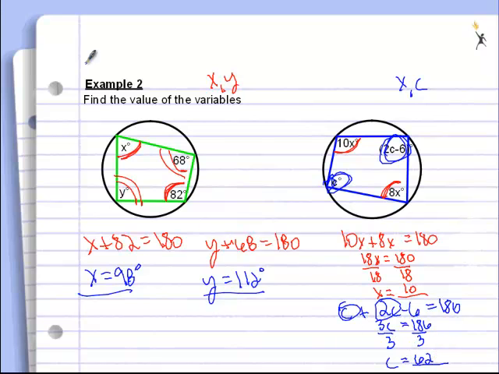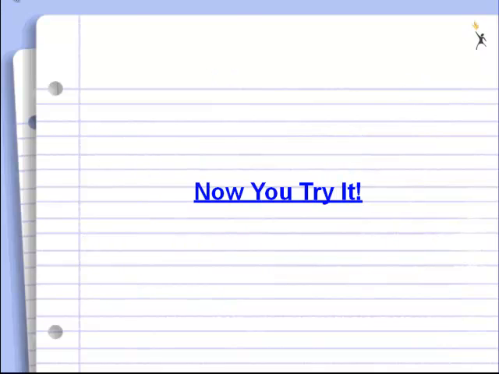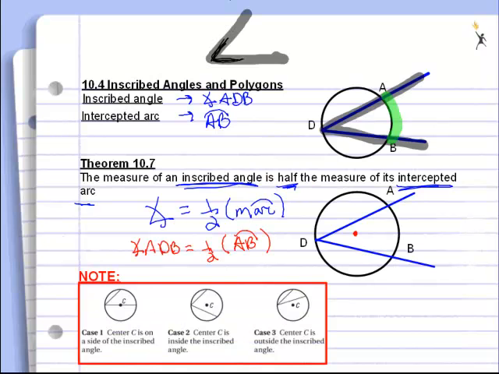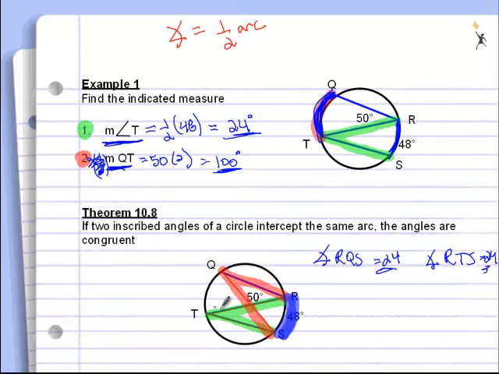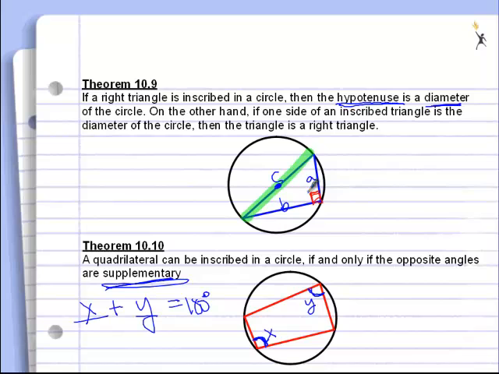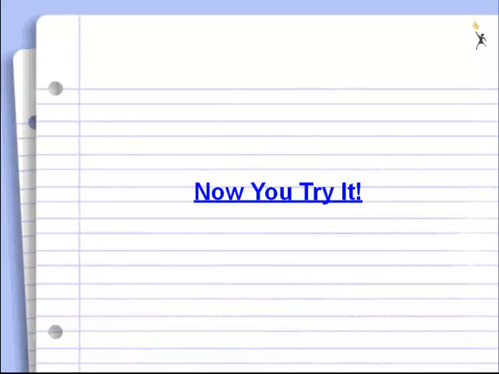Now, if you take a look at the next page, you're going to see that we're ready to go to our homework now. Quick review shows us intercepted angles, or inscribed angles, are half the measure of their intercepted arcs. Inscribed angles that touch the same arc are congruent. Right triangles formed inside of a circle have the hypotenuse as a diameter, in this case our c. And quadrilaterals inscribed in a circle have opposite angles supplementary. And we're going to take these same ideas and look at our homework now.